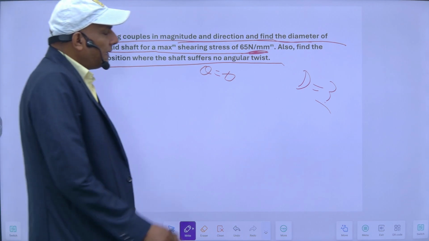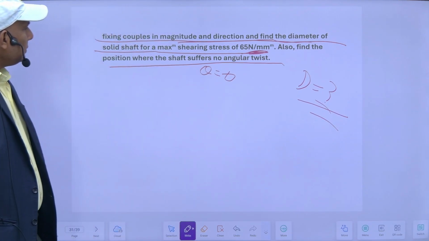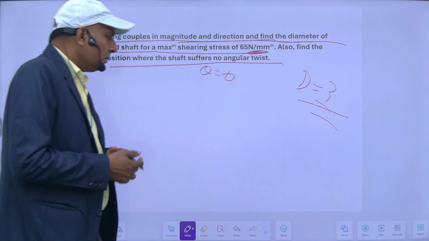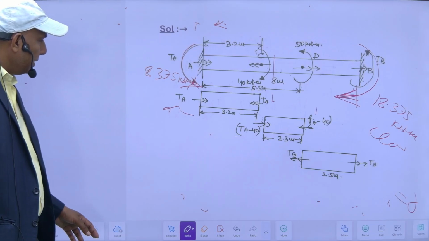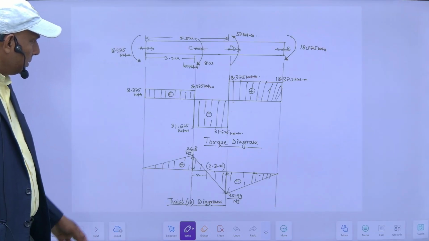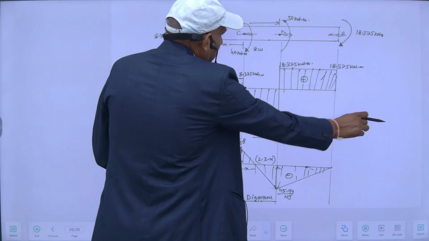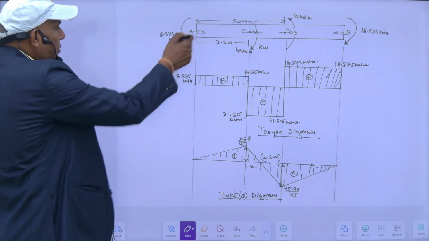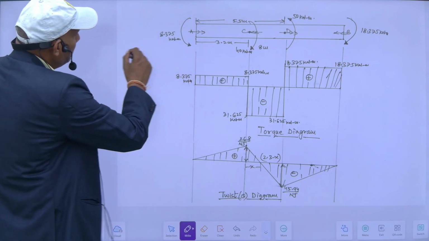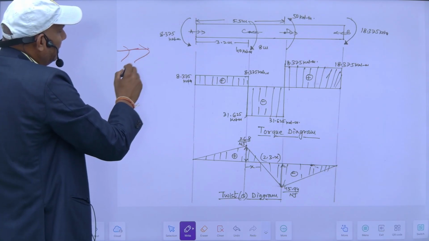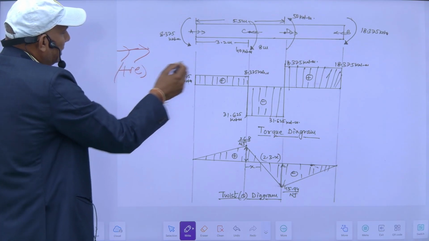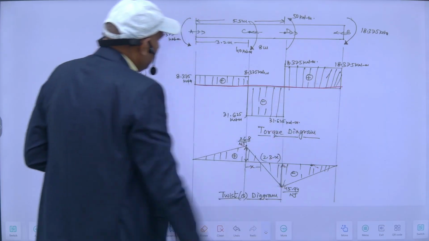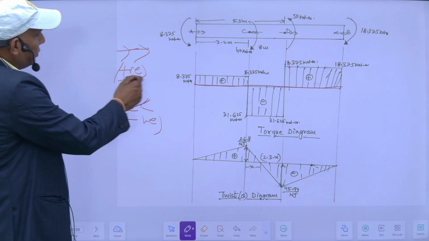The diameter of the shaft I have to calculate for the maximum shear stress. The maximum shear stress will occur at the maximum twisting moment, so I have to draw the torque diagram. My torque diagram will be like this. As we draw the SFD and BMD, similarly we can draw this. Suppose I consider torque from left to right as positive, and from right to left as negative. So this is my baseline. This torque is acting from left to right, so I have considered it positive.